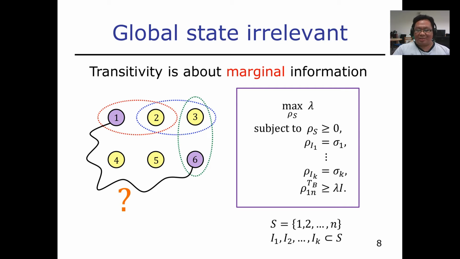Transitivity can be asked not just for 3 parties, but also for n parties. You can specify k marginals involving subsets of these n parties, and then you can ask if the pair 1n is entangled or not. We should emphasize that transitivity is about the marginal states. We don't need to know the global state.